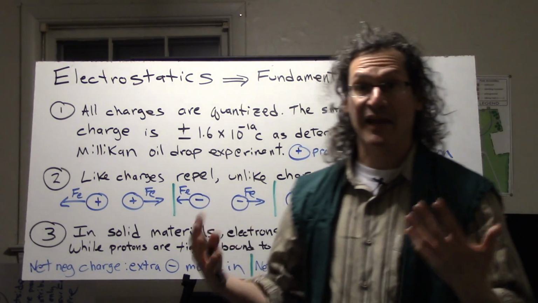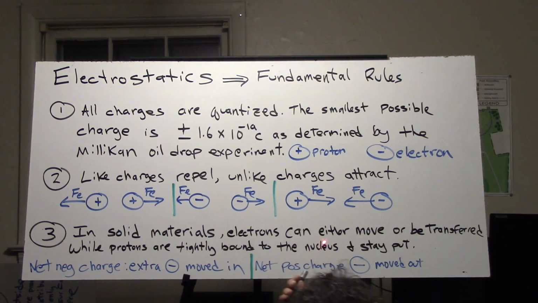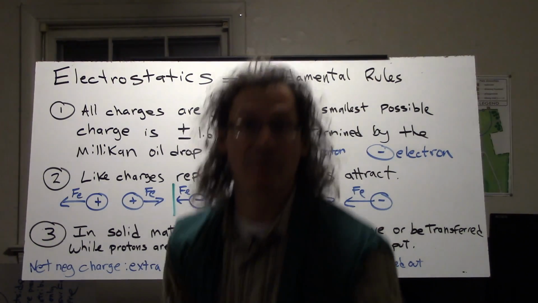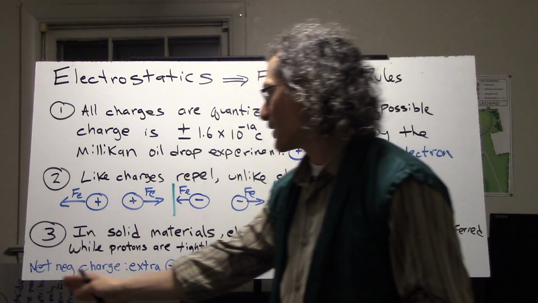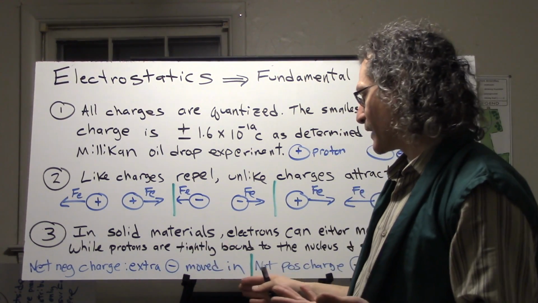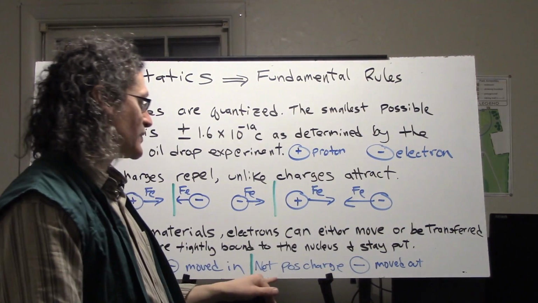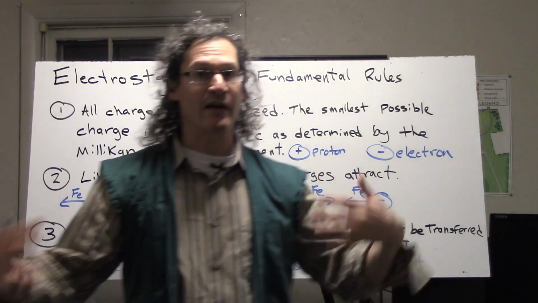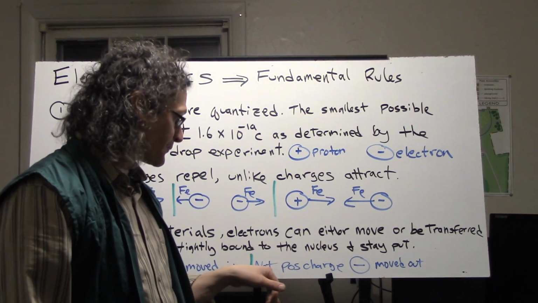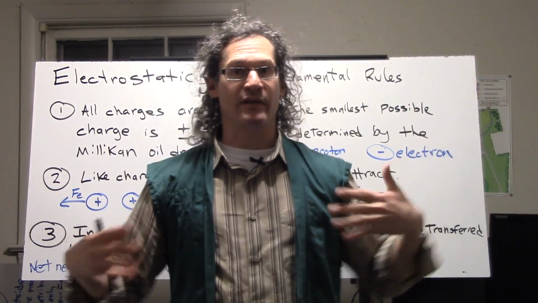And to repeat this, I can't repeat this often enough, I don't think, but in solid materials, the electrons can either move or be transferred, while protons are tightly bound to the nucleus. And they stay put! They stay put. So, so important. If you want a net negative charge, it means that extra electrons, negative charges, have moved in. And for something that has a net positive charge, where positives outnumber the negatives, all that means is that the negatives moved out. It's not that positives moved in. This is a solid substance we're talking about here. But that the net positive charge means that negatives moved away, leaving behind more positives in that region.